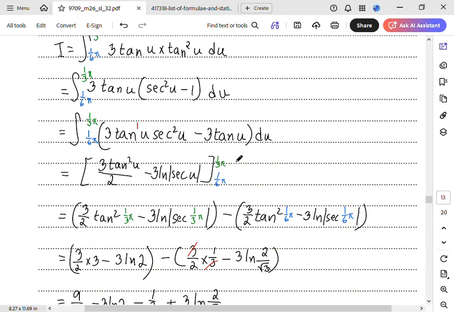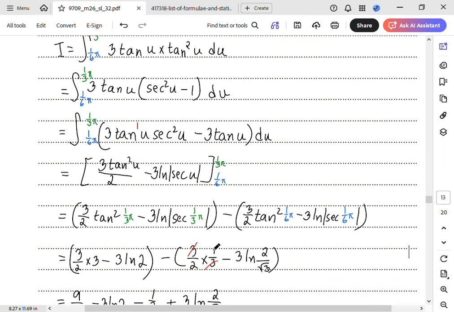So I'm going to plug in the upper limit first. So 3 by 2 tan squared 1 by 3 pi minus 3 ln sec 1 by 3 pi, and then I'm going to plug in 1 by 6 pi. So tan 1 by 3 pi is just root 3, so tan squared will be just 3, right? Sec 1 by 3 pi: cos 1 by 3 pi is half, so sec 1 by 3 pi would be 2. And then here, tan 1 by 6 pi is 1 by root 3, so tan squared 1 by 6 pi would be 1 by 3.